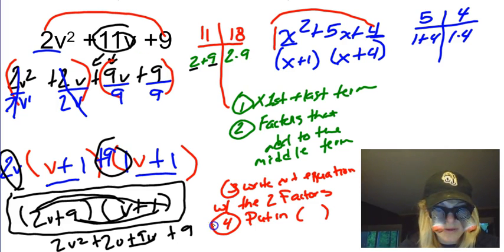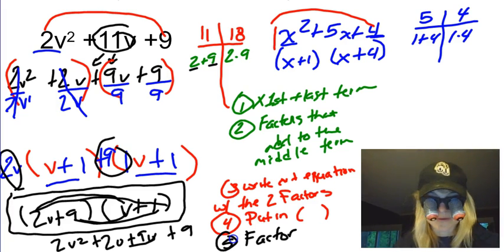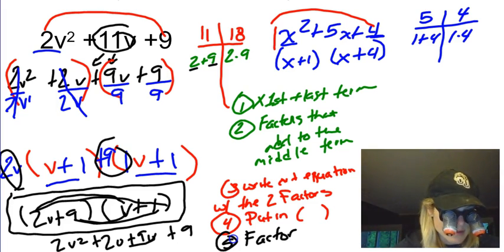And number 4. And then the 5 is just to factor. I know that's a lot and it's a little confusing. We're going to work on this a little bit. Let's look at one more example here.